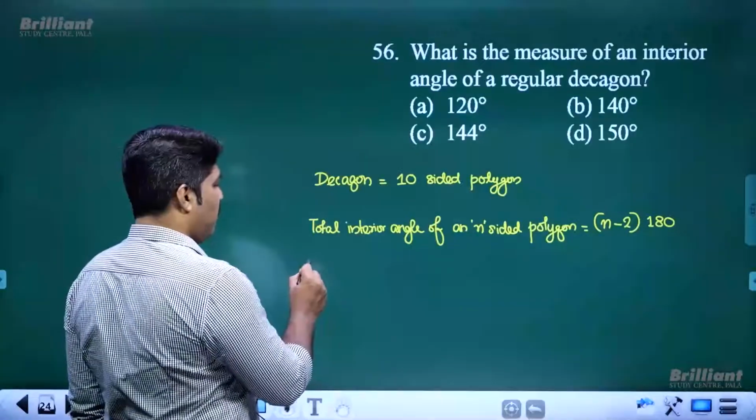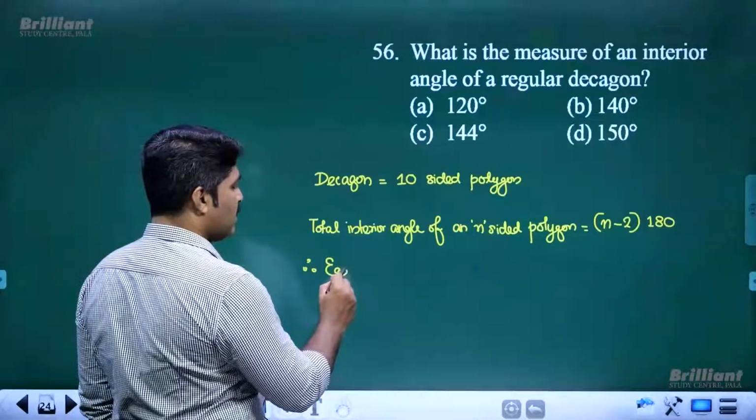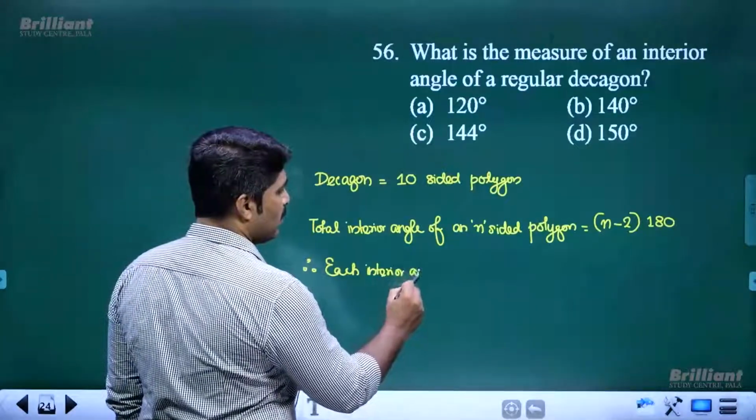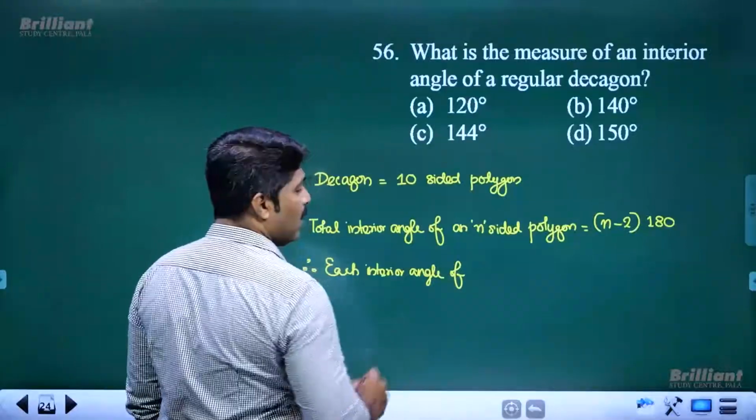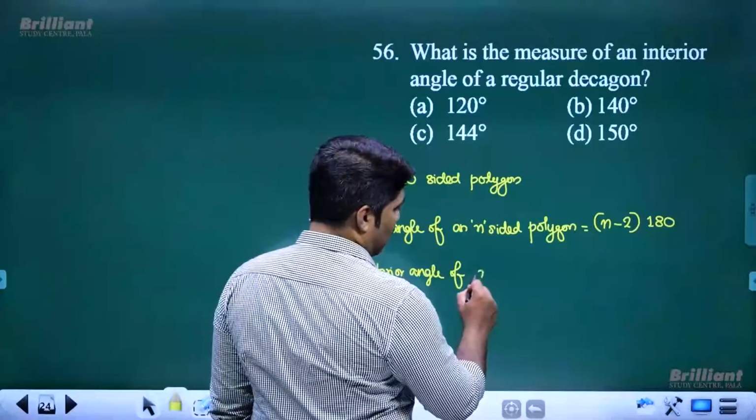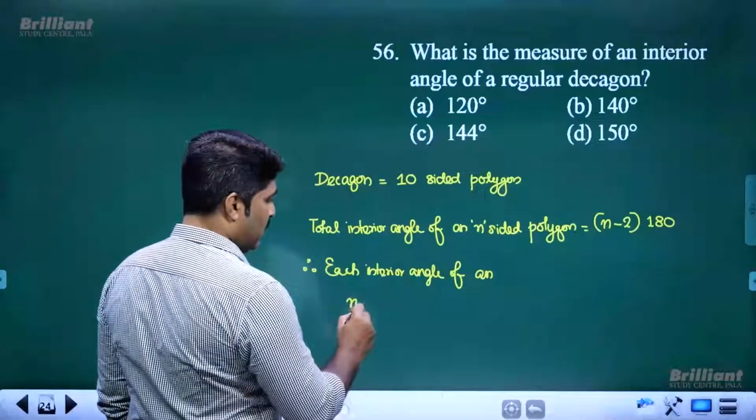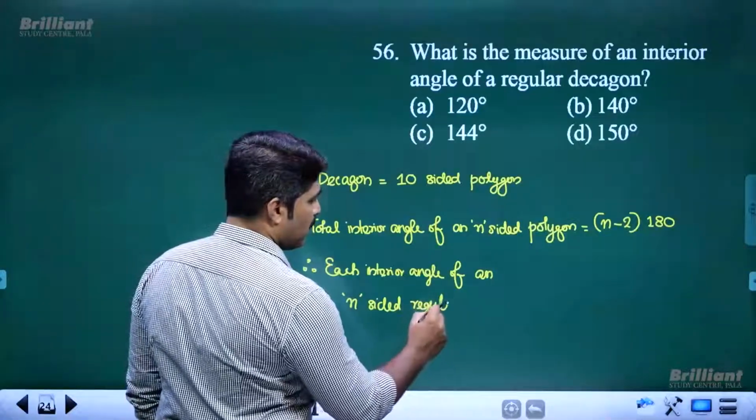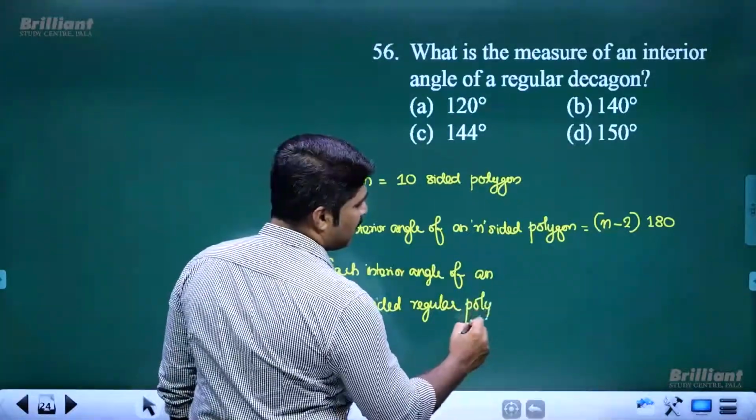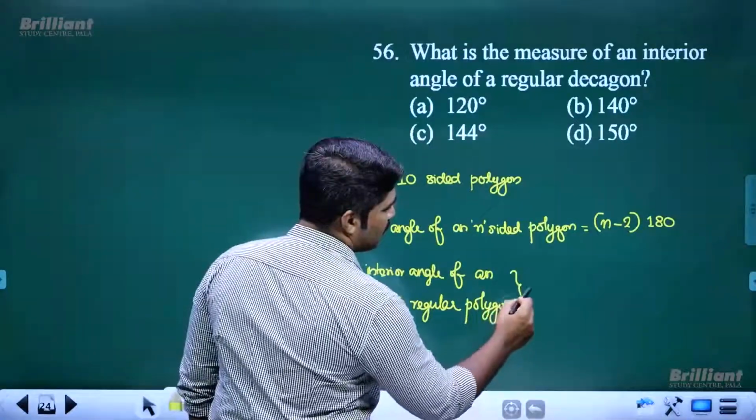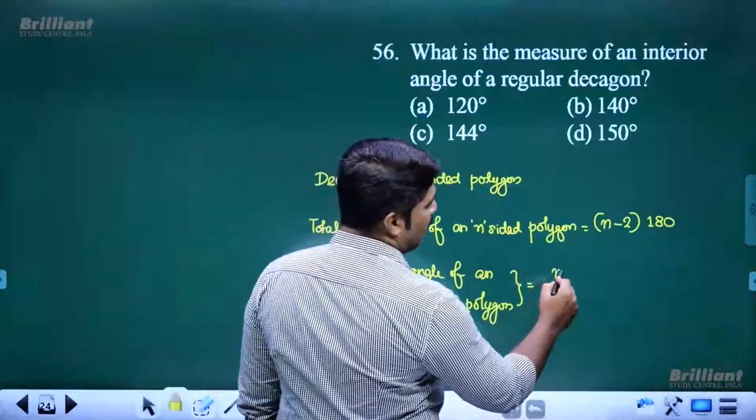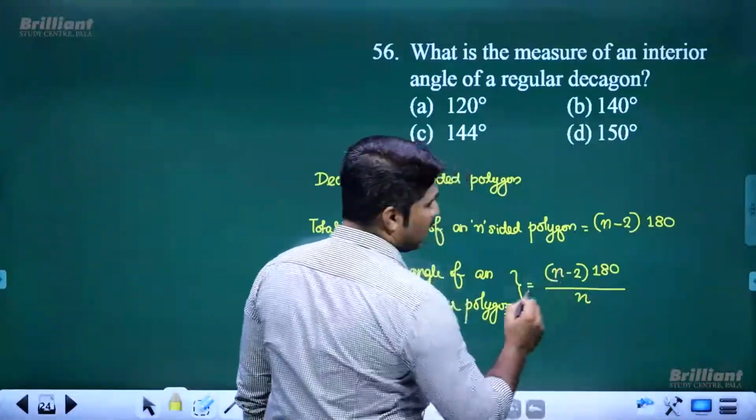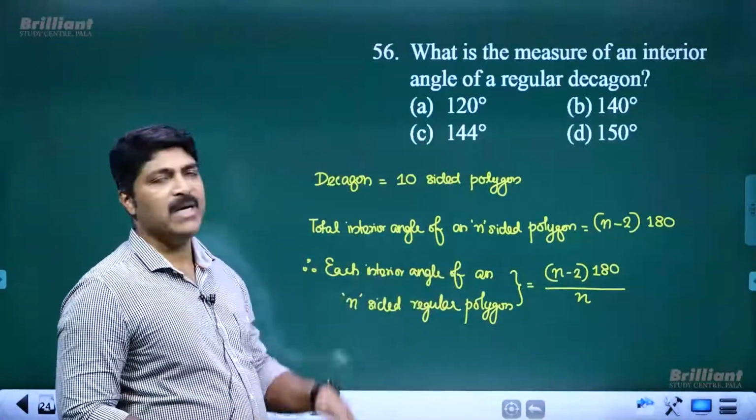Therefore, each interior angle of an n-sided regular polygon, this is our required result. How can we derive it from the previous result? So what is this result? This will be equal to, as we know, the total interior angle sum is (n minus 2) into 180 degrees. If it has n interior angles, for getting each interior angle, just divide it by n.